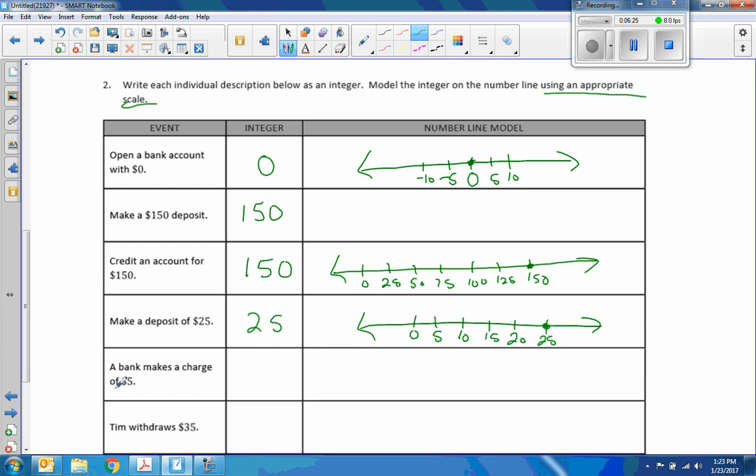The bank makes a charge of $5. Well, if the bank charges you $5, they're taking it out of your account. You have $5 less in the bank. It's negative $5. Since that's a small number, I'll just do unit measurement of ones. Finally, negative 5 is down here.